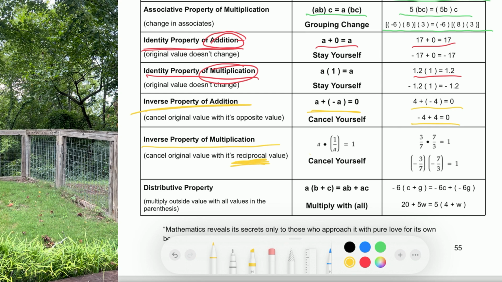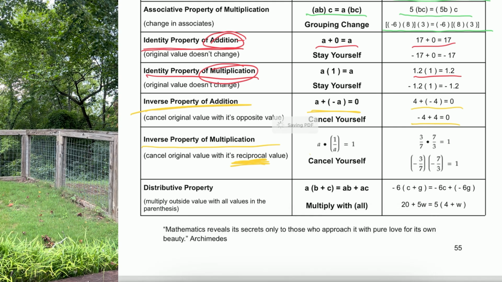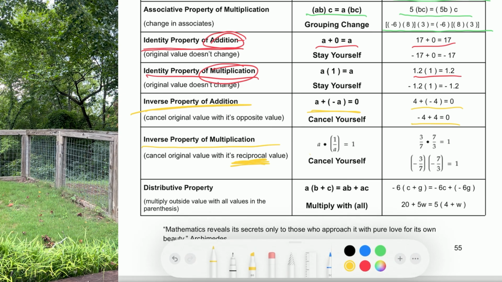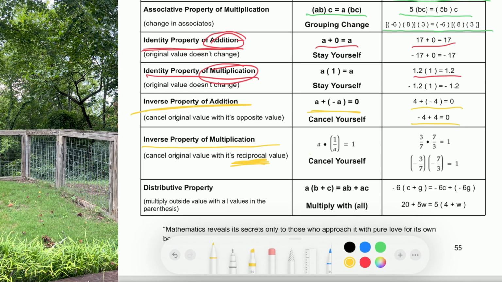Erase that out of the way. All right. So whenever you want to cancel a value dealing with addition, you're going to use its opposite value. If it's positive, you're going to use the negative. If it's negative, you're going to use the positive. When you're doing cancellation with the property of multiplication, remember you're going to use its reciprocal value, its flipped version. Multiply it, and that will cancel it out.